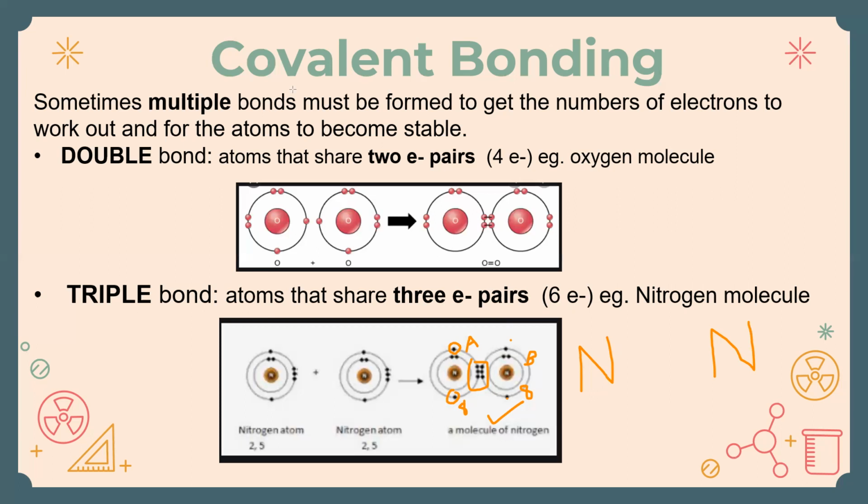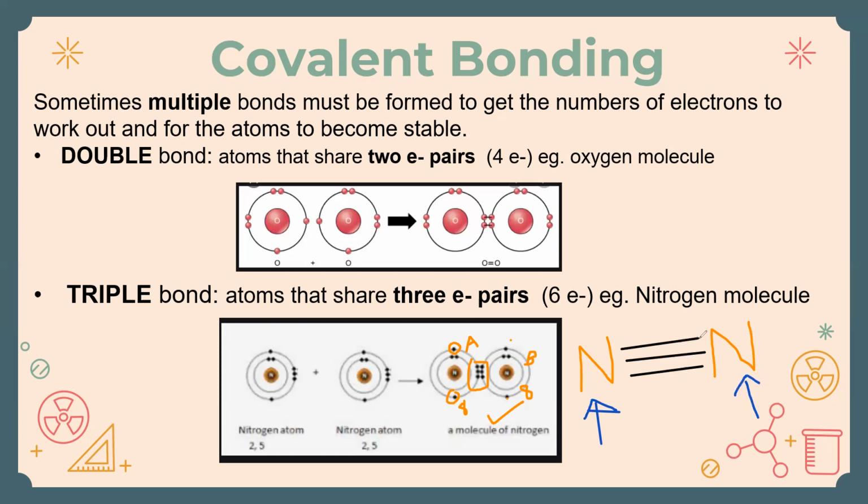Excellent. 3. Yes, 3. Okay, so 1, 2, 3. That's how we would represent that in terms of a symbol there. This basically means that our first nitrogen atom shared 3 pairs of electrons with the second nitrogen atom.